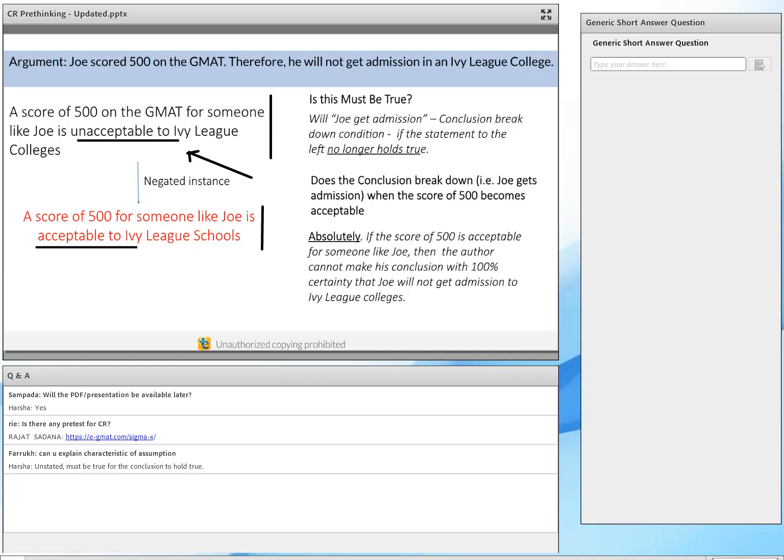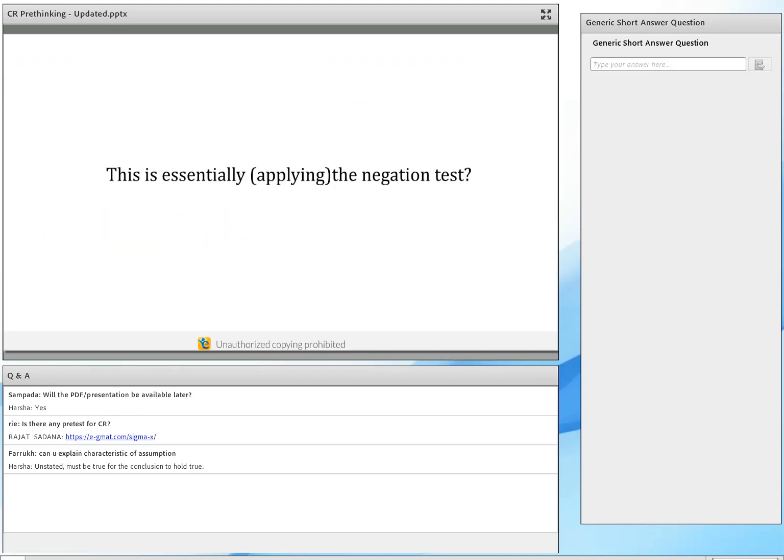This is what we call the must be true aspect of my correct answer, which means you need that answer choice to be there. Otherwise, your conclusion will break down. This is also applying what the negation test is. We're not on pre-thinking. We're just making sure we understand what an assumption is.